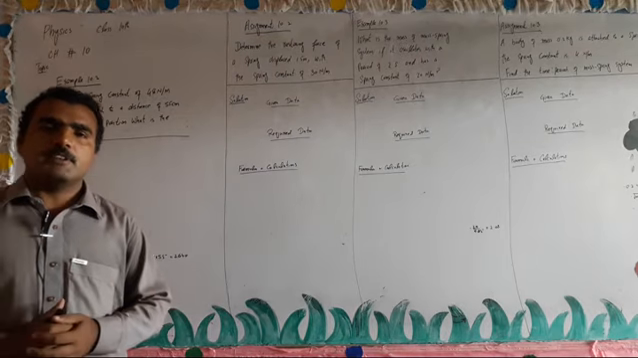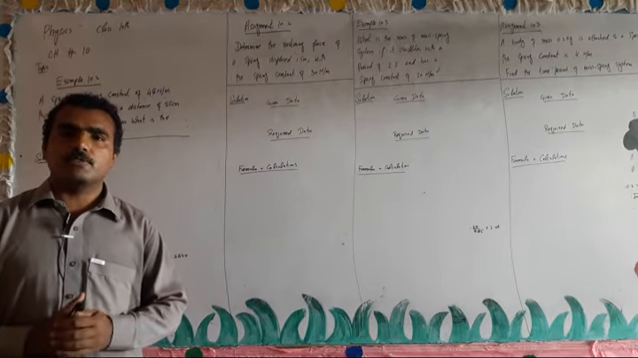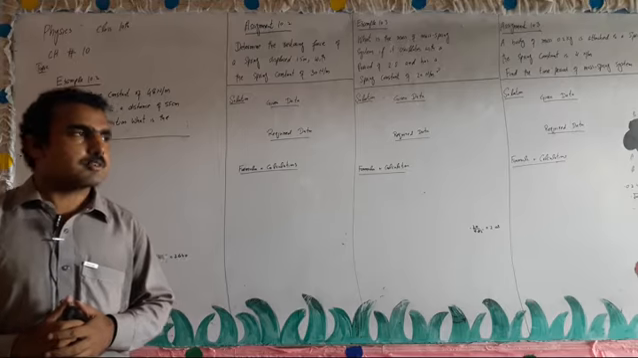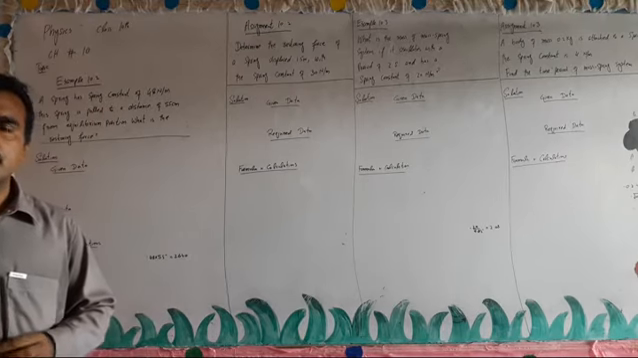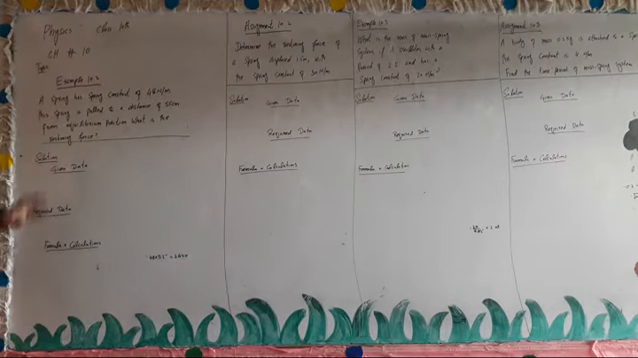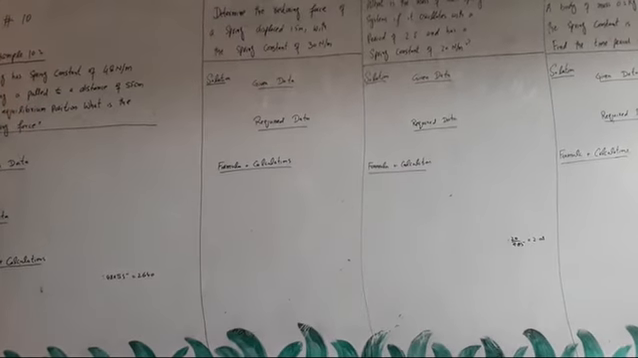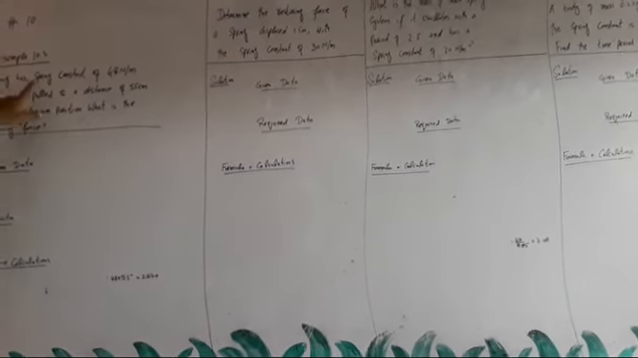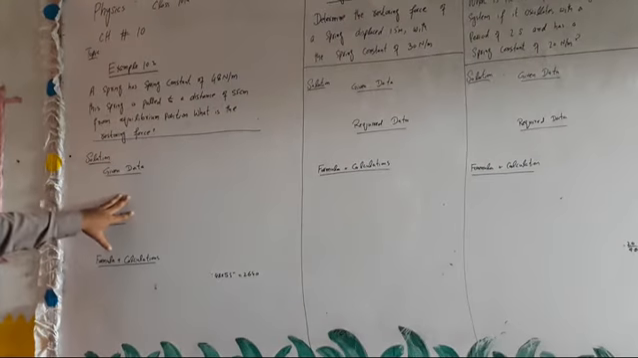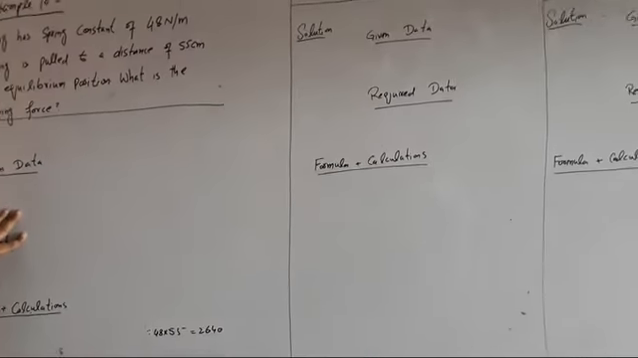Bismillahirrahmanirrahim. Today we are going to solve some numericals based upon our previous topic related to mass spring system. So the first numerical is the example 10.2, in which we are given that a spring has a spring constant of 48 Newton per meter. This spring is pulled to a distance of 55 centimeter from equilibrium position. What is the restoring force?